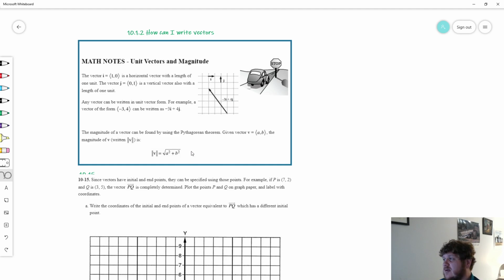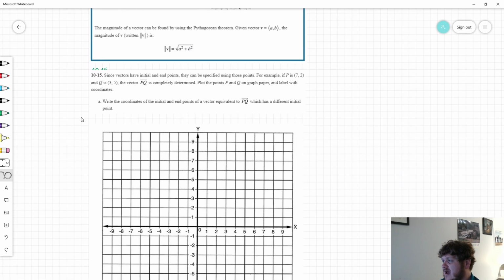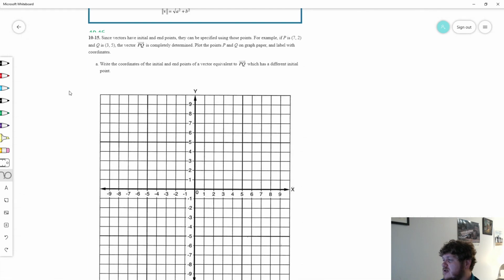So with this, we're going to go into some problems. Down here I have 10-15, which starts off with vectors with initial endpoints and starting points, and we'll do this one in blue. We're going to draw the PQ vector. PQ is a vector between the points 7, 2 and 3, 5. And if we draw that, it goes whoop.